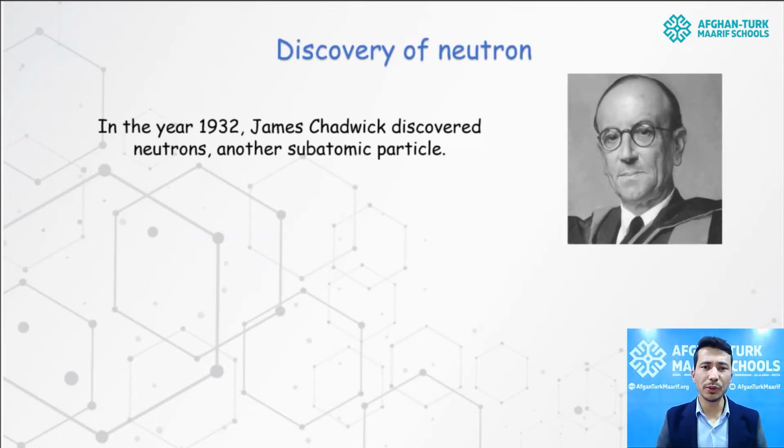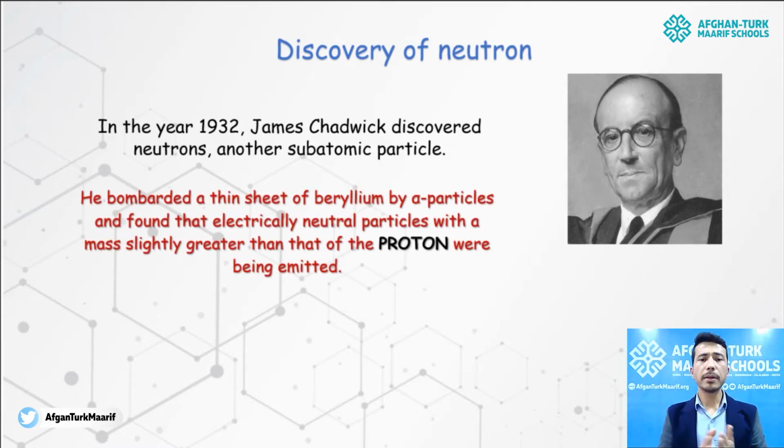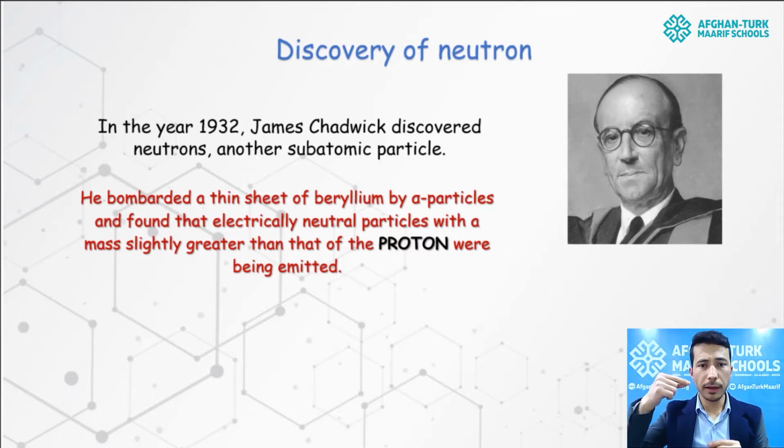In 1932, James Chadwick was a scientist who discovered neutron. This was the third subatomic particle. The first one was electron, then proton, and now neutron. How did he find the neutron? With the help of an experiment. He bombarded a thin sheet of beryllium with alpha particles, and he saw that some kind of electrically neutral particle was being emitted, which has a mass equal to the mass of proton.